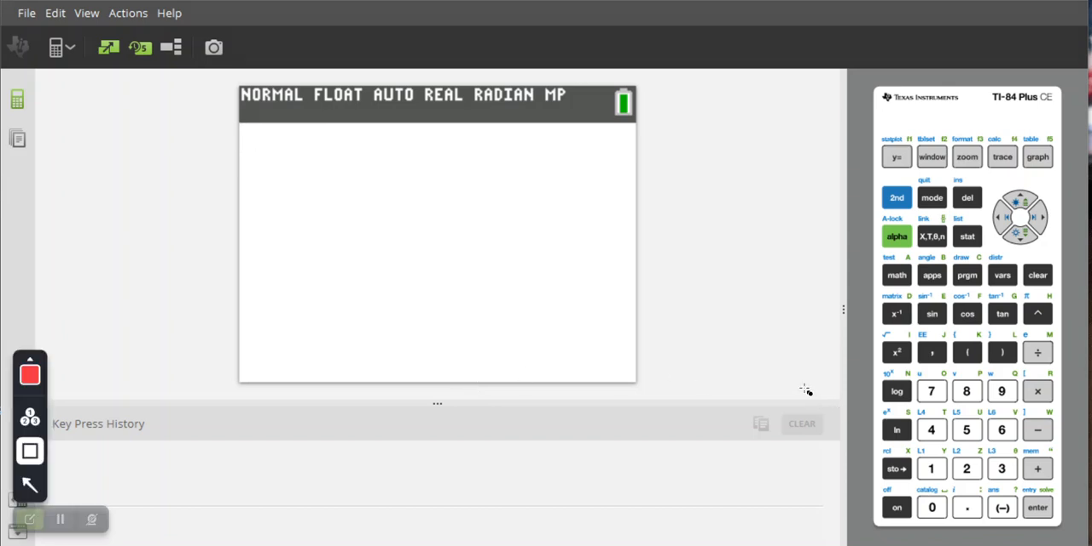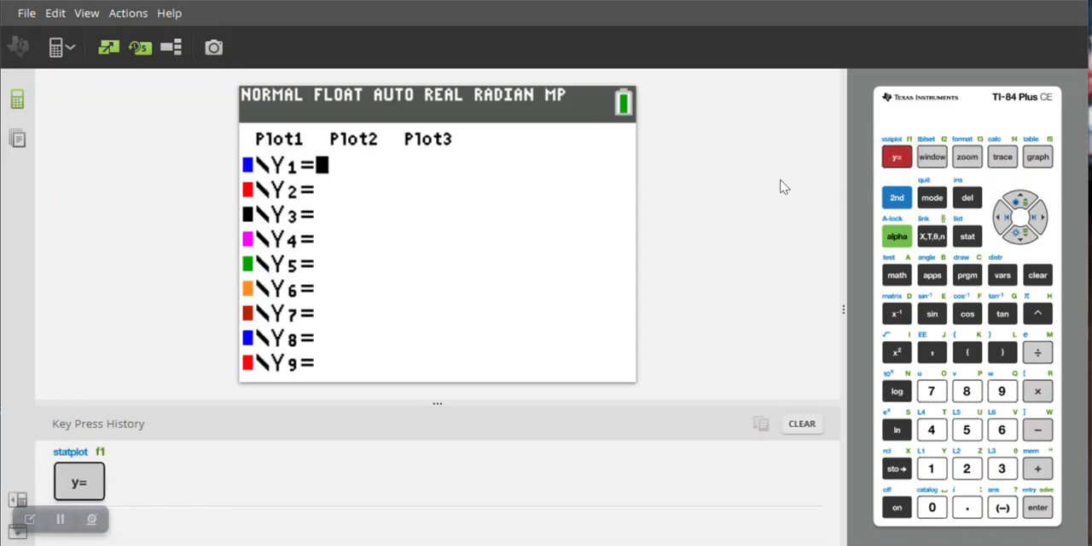In this tutorial, I'm going to show you how to graph radical functions on your graphing calculator. In order to graph a radical function, you're going to want to go to your function editor. In this case, that would be my y equals editor. And then I have a couple of different choices.